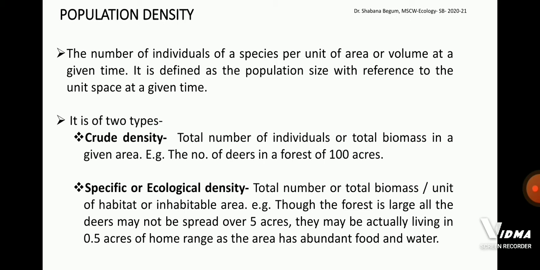Population density can be distinguished as crude density and specific density because the patterns of dispersion of organisms in nature are different. The crude density is the number or mass per unit total space or in a given area. For example, the number of deer in a forest of 100 acres. While the specific, or ecological, or economic, or niche density, as it is called, is the total number or the total biomass per unit of habitat or inhabitable area. For example, though the forest is large, all the deer may not be spread over the whole area. They may actually be living in 0.5 acres of home range as the area has abundant food and water.